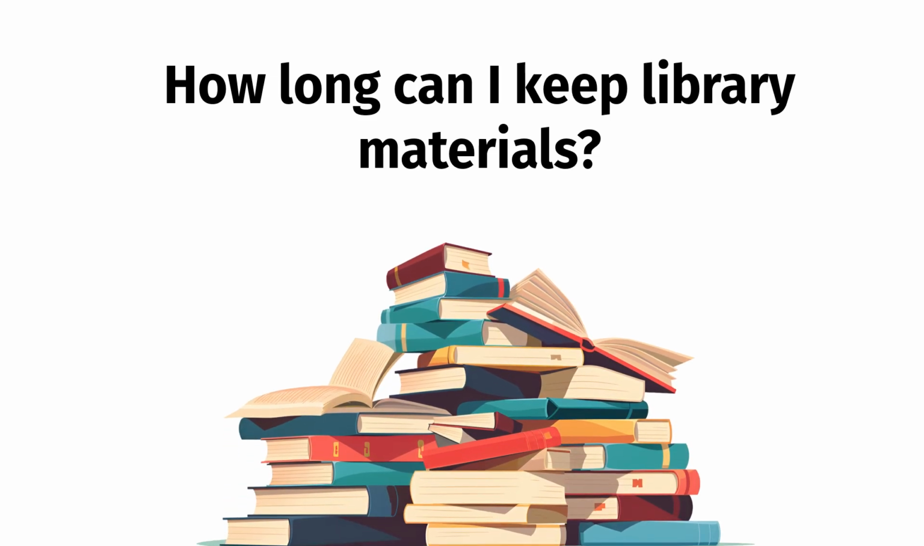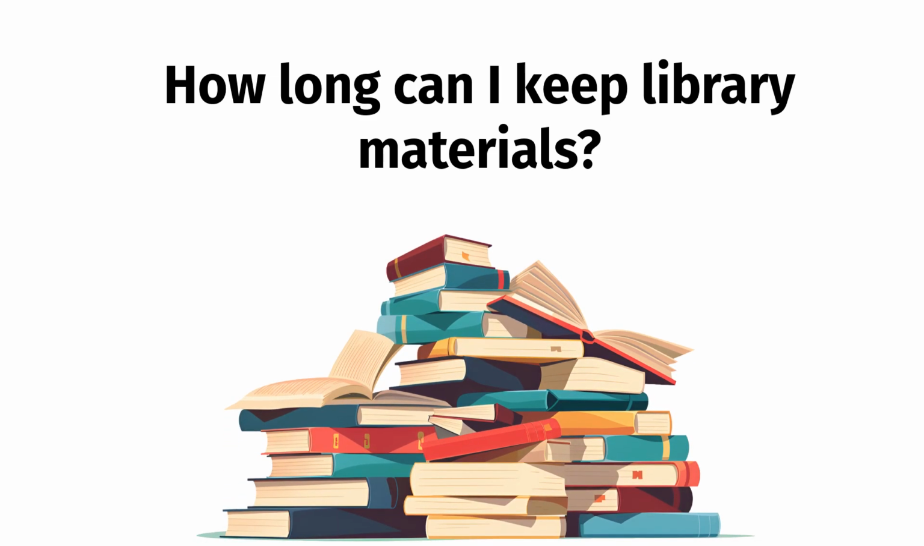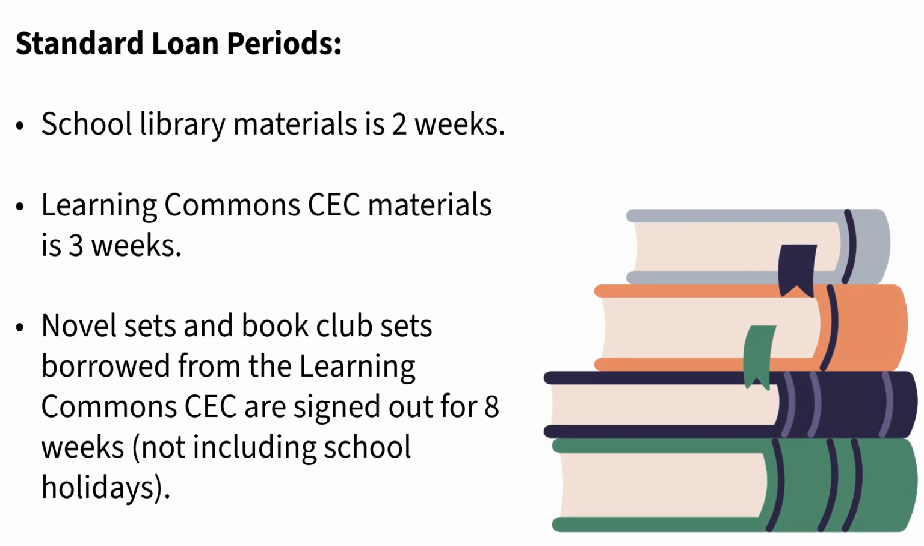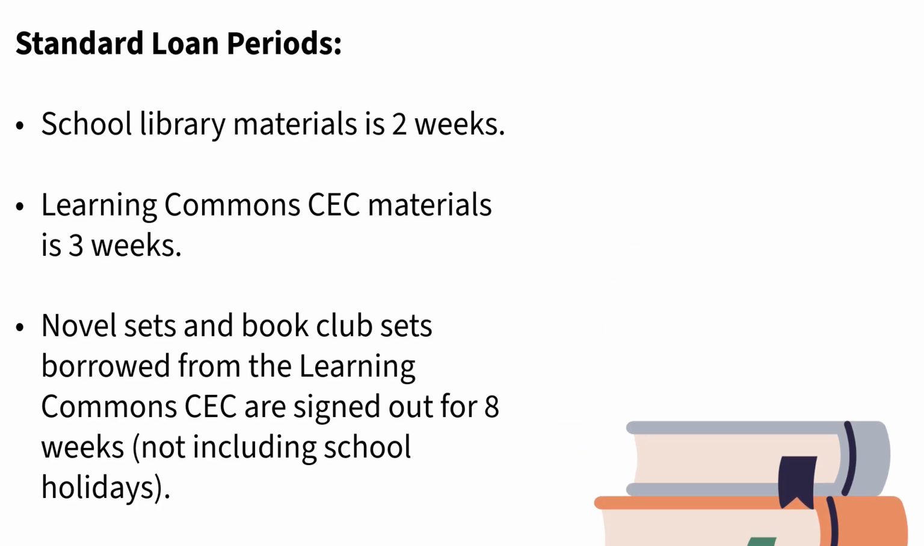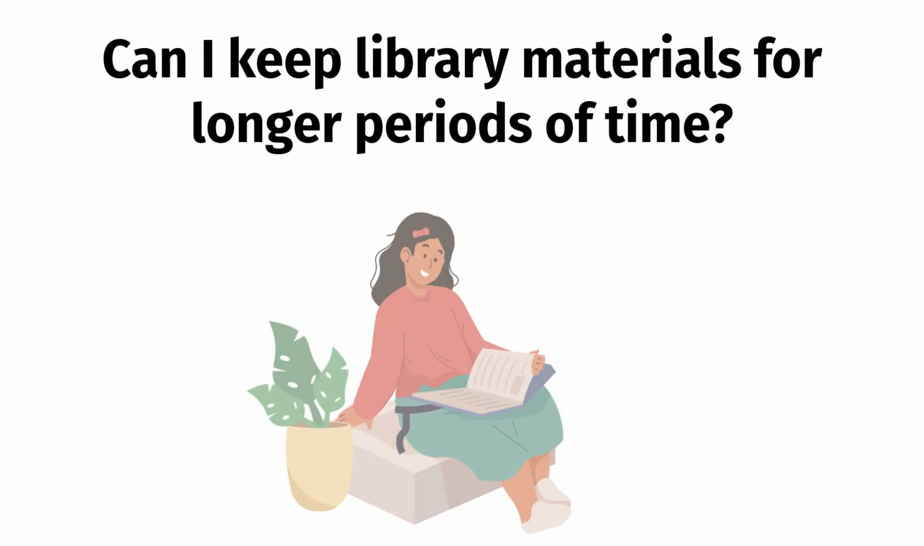How long can I keep library materials? The standard loan period for school library materials is 2 weeks. The standard loan period for Learning Commons CEC materials is 3 weeks. Novel sets and book club sets are signed out for 8 weeks, not including school holidays. For example, if the borrowing period extended over Christmas break, the novel set will be signed out for a total of 10 weeks.